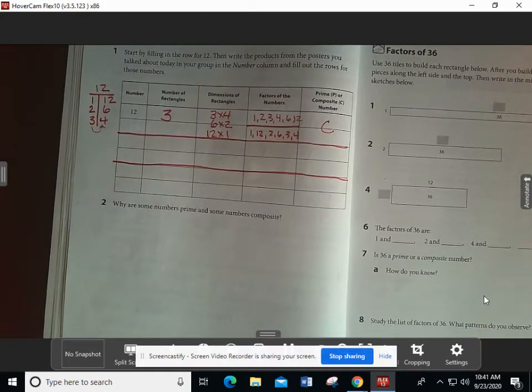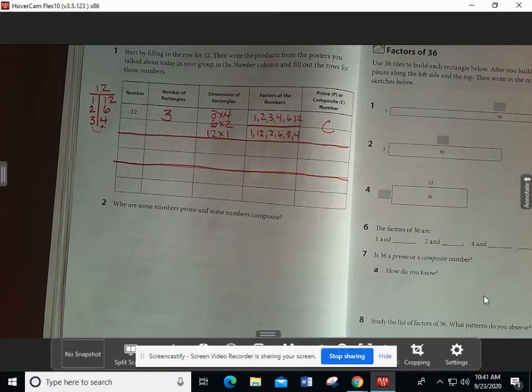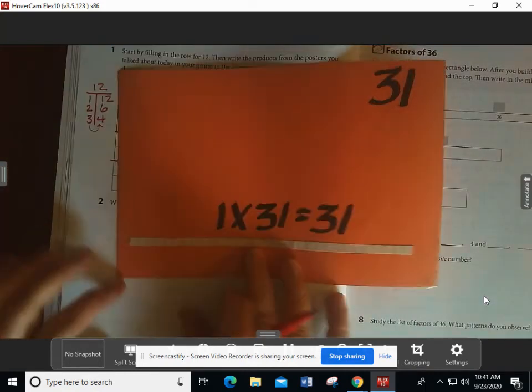Okay, we're going to do, let's take a big number. 15. 30. How about 31? Oh, I was so close. Looking at 31, we're going to write 31 here.